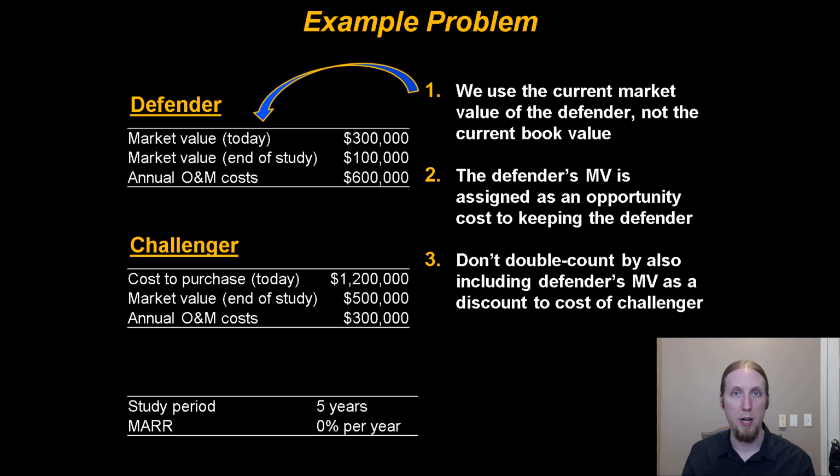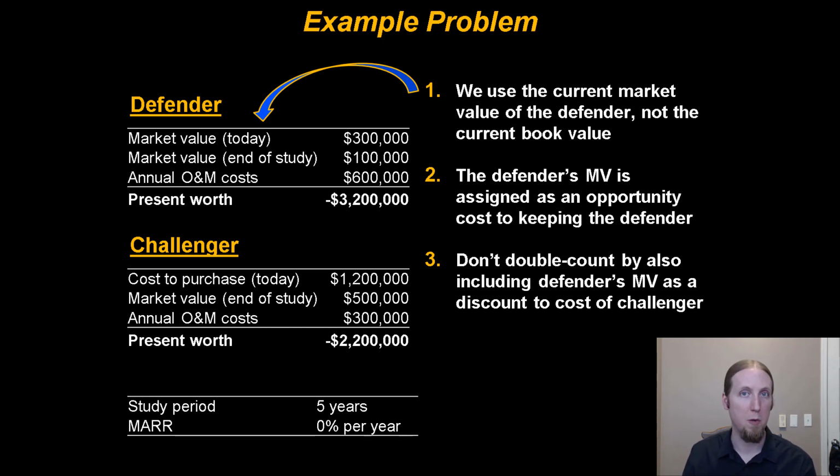Because the hurdle rate for this simple example is 0%, we don't have to do any sort of conversion. We can just add and subtract those numbers. And that gives us a present worth of the Defender of $3.2 million in cost, so it's negative, and the Challenger has a worth of $2.2 million in costs. Therefore, we would take the Challenger because it's the least cost alternative.